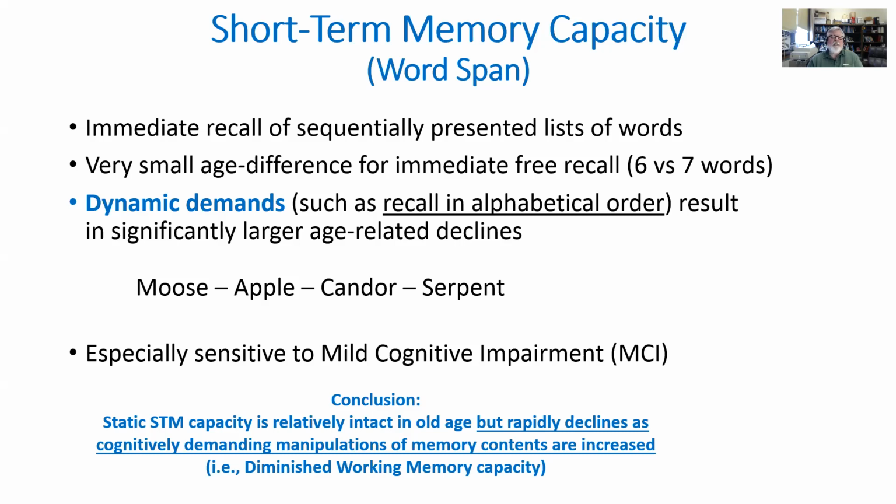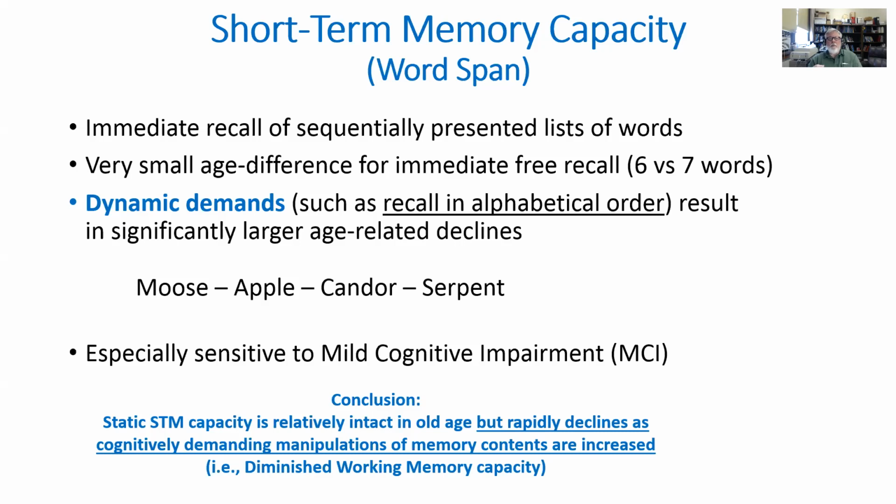But now when you place an additional demand on it, instead of having them give us the words backward, if you have them do something more difficult than that, if you give them a list of words and now they have to report the words alphabetically. So in the example I have here on the screen, if you gave them the words moose, apple, candor, serpent, they would have to say, oh, apple, candor, moose, serpent. They'd have to repeat them back to you in alphabetical order. And when you do that, you begin to see suddenly some significant age differences emerge.